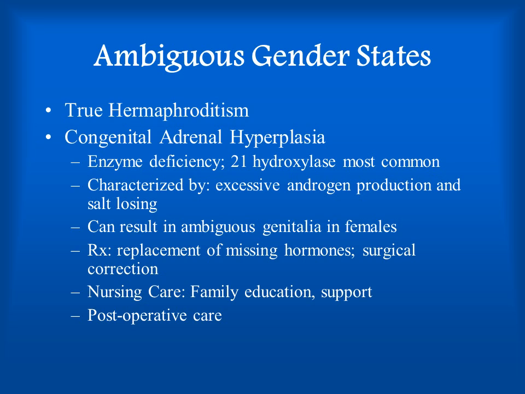Some of the ambiguous gender states would be true hermaphroditism. You may also see congenital adrenal hyperplasia, which is an enzyme deficiency characterized by excessive androgen production. It can result in ambiguous genitalia in females. Prescription for therapy would be to replace those missing hormones, surgical correction, and of course a lot of family education and support is necessary.